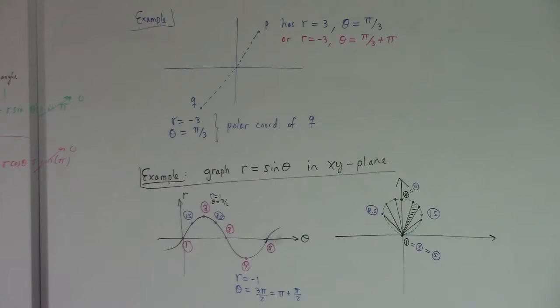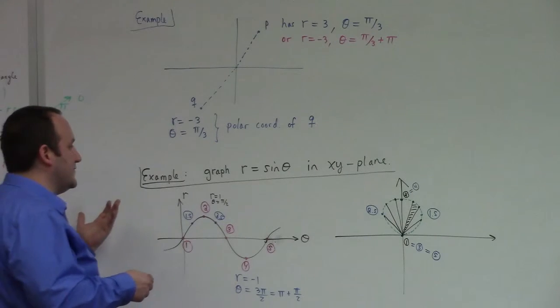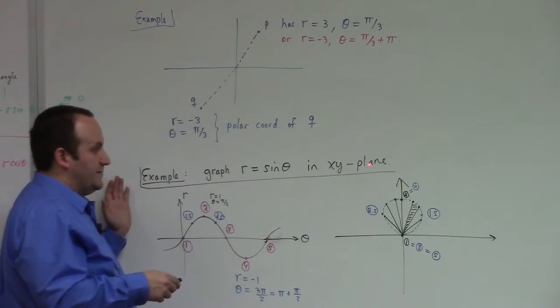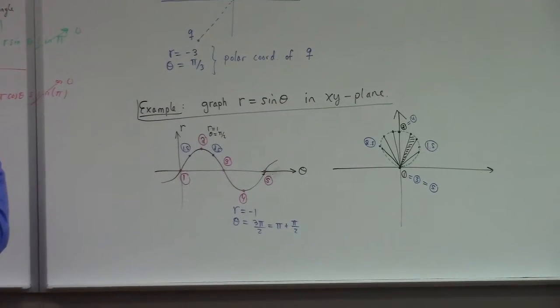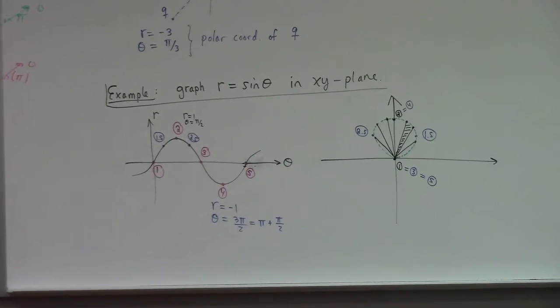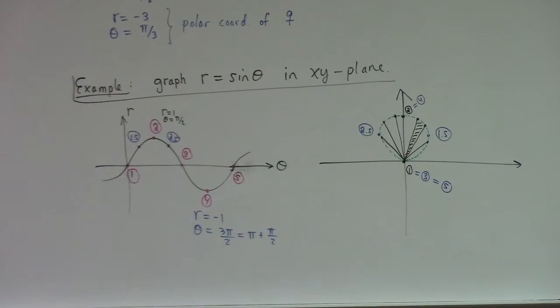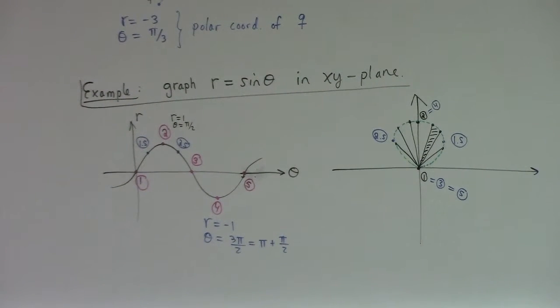But my first example, graph r equals sine theta in the xy plane. All right. So there's two different graphs you can think about, right? The first is just the r theta graph. That's not the Cartesian plane, right? That's the r theta plane.